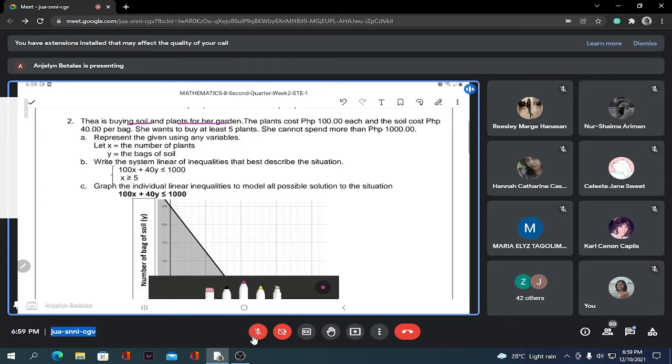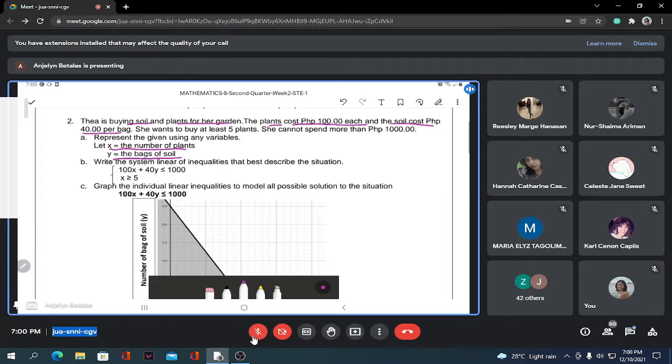The plants cost 100 pesos each. So plant is the first one described, so we let x be the number of plants. Then we can let y be the soil. And soil costs 40 pesos per bag. So y is the number of bags of soil. Then letter B: write the system of linear inequalities that best describe the situation.